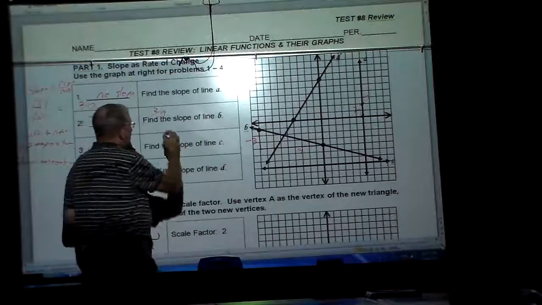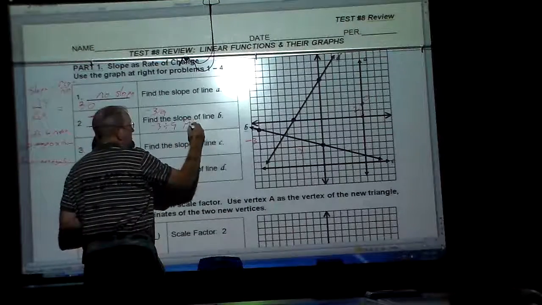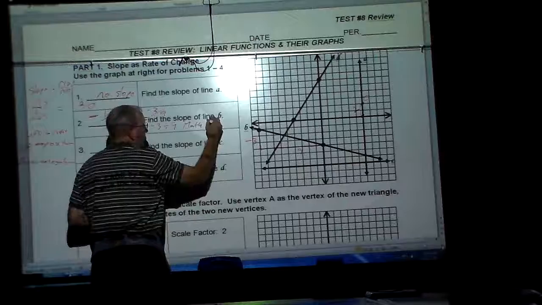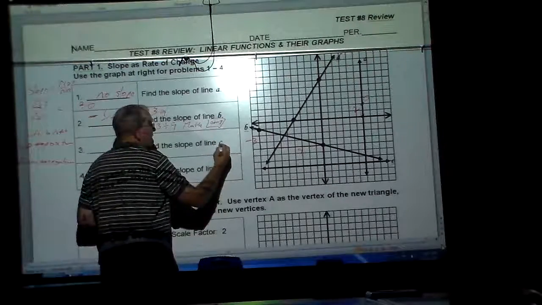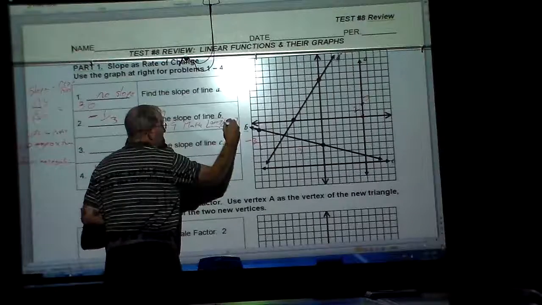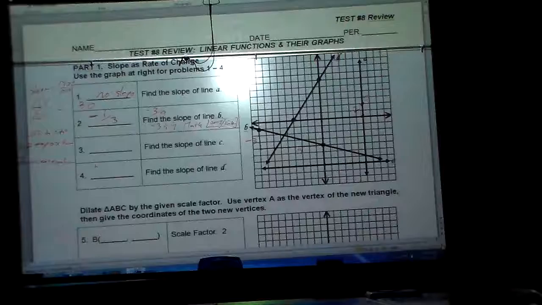Also, if you're not sure, go to your calculator. You can put in negative 3 divided by 9, hit your math button, and then option 1 is fraction, then hit enter, and the calculator will reduce it for you. Great way to do it if you're not real sure about how to do some of those.